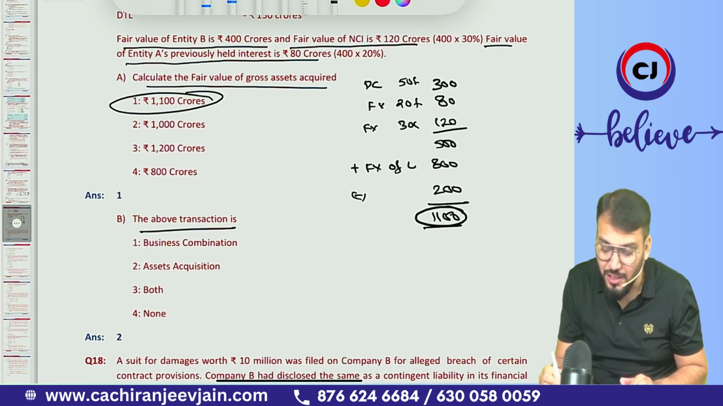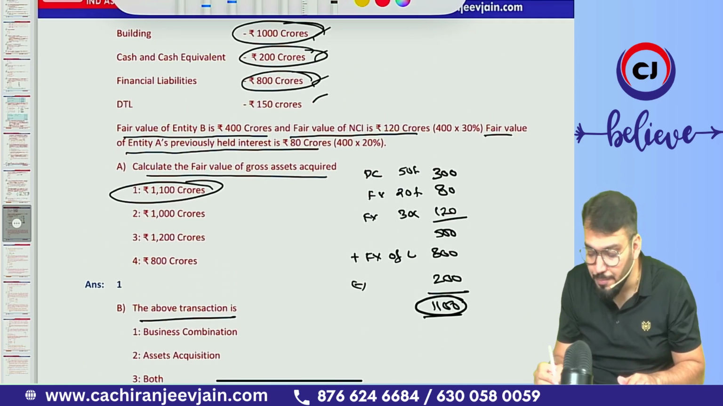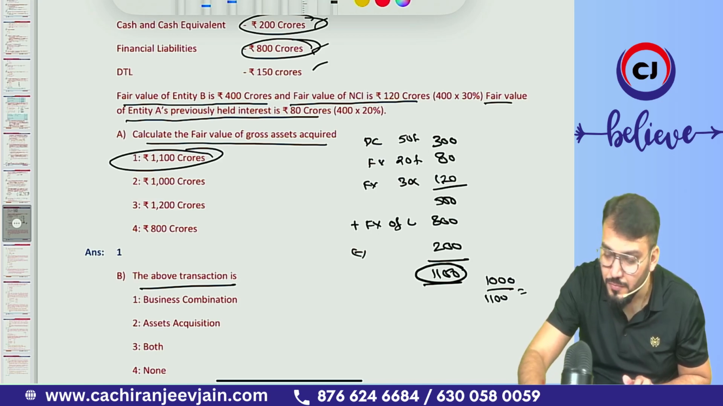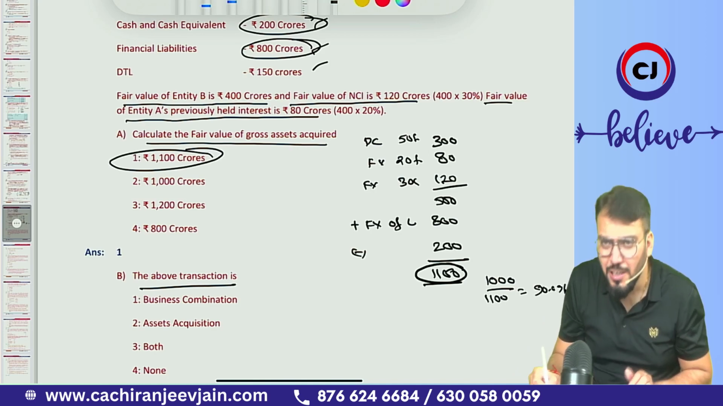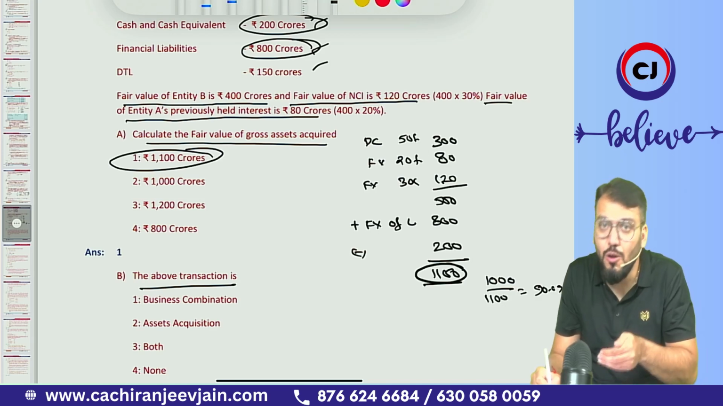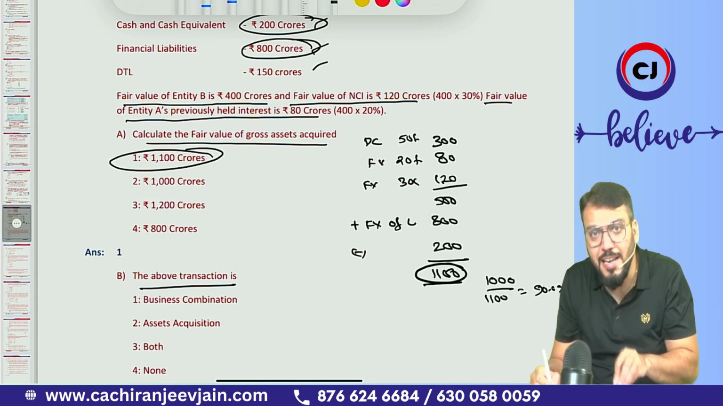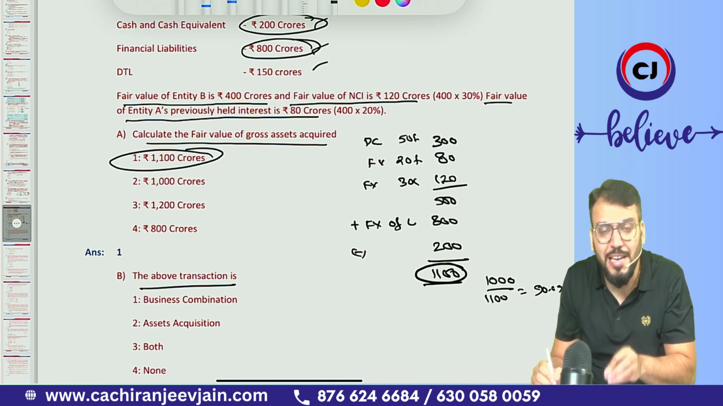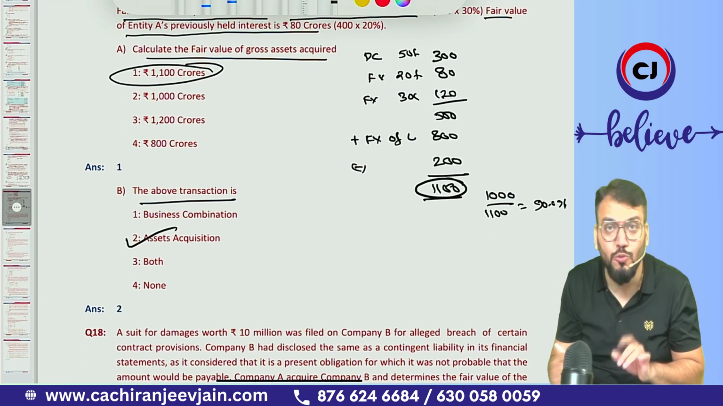The above transaction, now just find out what is the building fair value. Building fair value is 1000. Now compare 1000 with 1100. So 1000 divided by 1100, it will come how much percentage? It is coming around 90.09%. So can you see in this case substantially all the fair value of gross asset acquired is concentrated in a single identifiable asset, and therefore the test will be satisfied, and therefore it will not be a business acquisition, it will be considered as an asset acquisition. So the above transaction is an asset acquisition. Option number 2 will be correct.